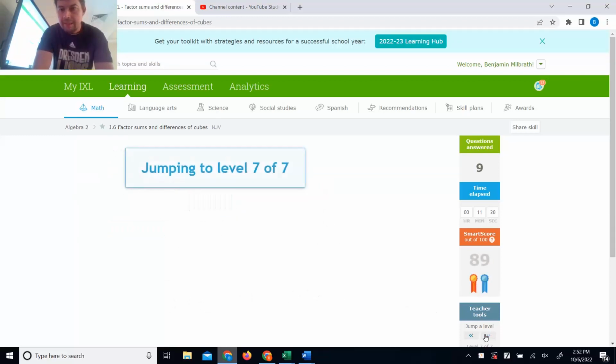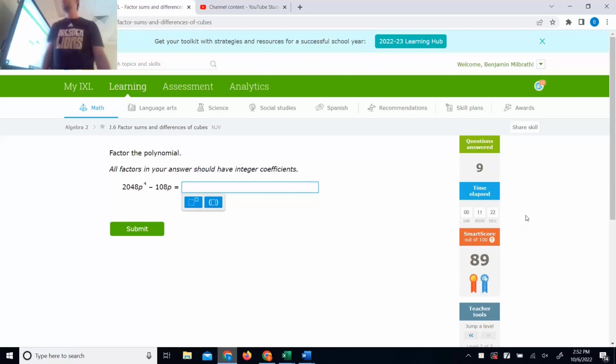All right, bump it up to the last level here. And I'll let y'all go. 2048 minus 108p. Ugh. That's horrible. Wish it wasn't the end of the day here. But I got a hunch that 2048 is probably divisible by 108, but I could be wrong. I was wrong.